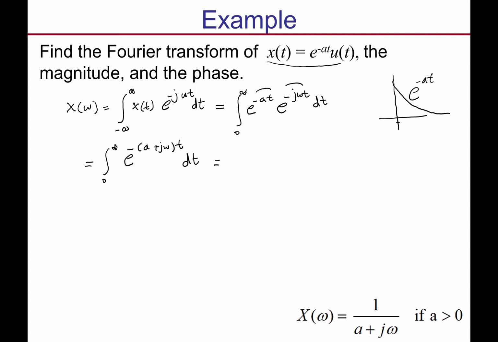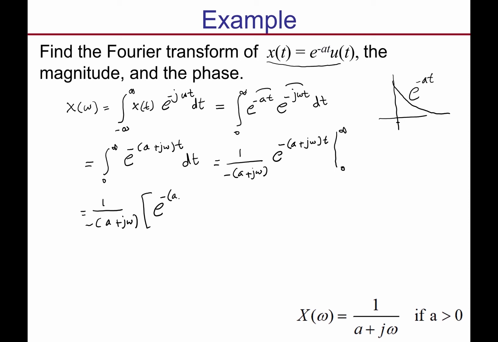And if I integrate this, that will be 1 over minus (a plus j omega) times e to the minus (a plus j omega) t, and evaluate t from 0 to infinity. This will be 1 over minus (a plus j omega) times e to the minus (a plus j omega) times infinity, minus e to the minus (a plus j omega) times 0. And this will be 1 over minus (a plus j omega).